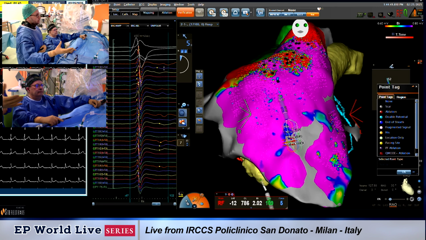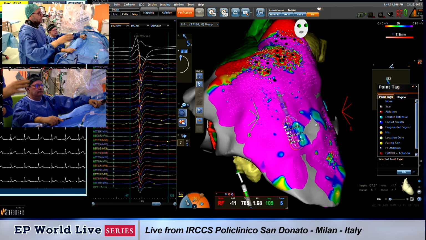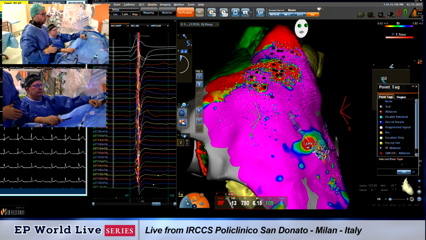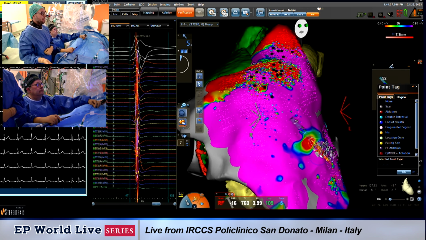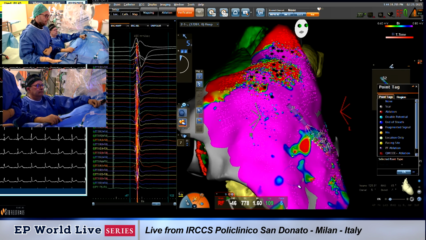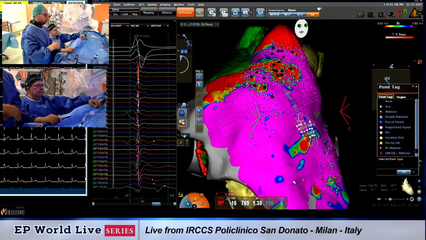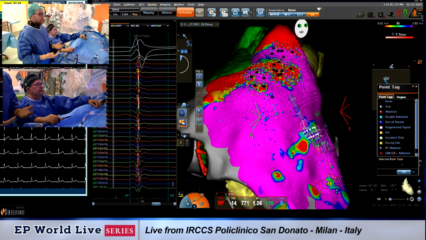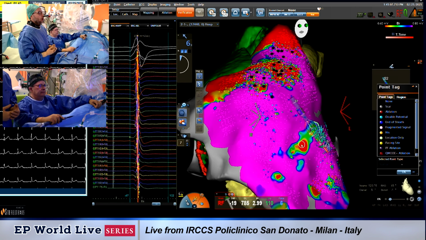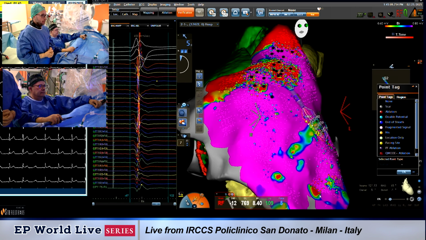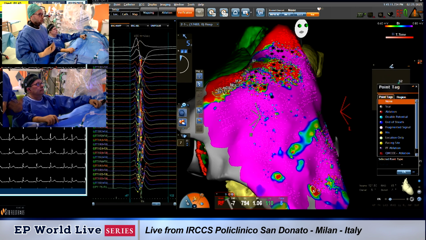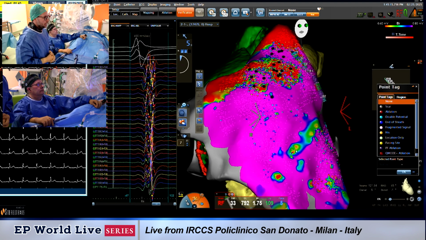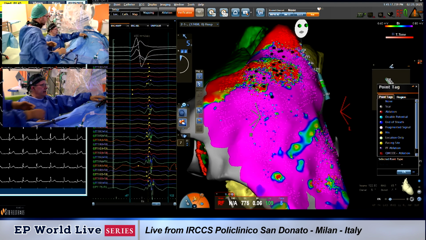Beniamino, rotate a little bit the map. You can clearly see that the area which is shown in purple, we had this extremely late activity, very fragmented components compared to the remaining area of the substrate. So in other words, we are going to homogenize this area with an ablation with a dragging approach, 47 to 50 watts in a temperature control area.